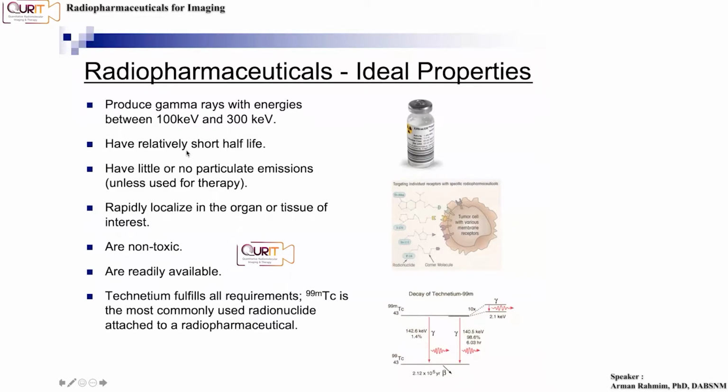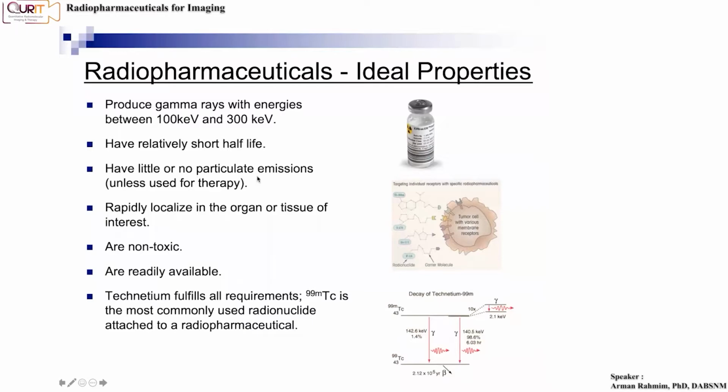An ideal radiopharmaceutical should have a relatively short half-life, not way too short because then you don't have enough time, and not too long because then, what's the point of it staying in your body long after the imaging has been done? So you don't want it to have too long a half-life either. Otherwise, you cannot inject too much into the patient because of the harm it causes by staying in the body for too long.